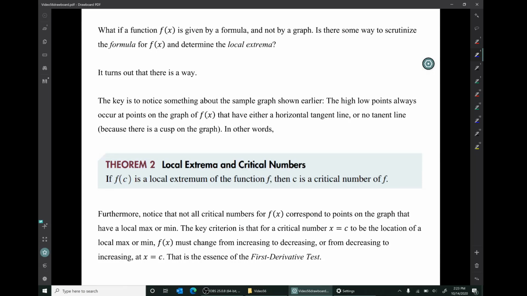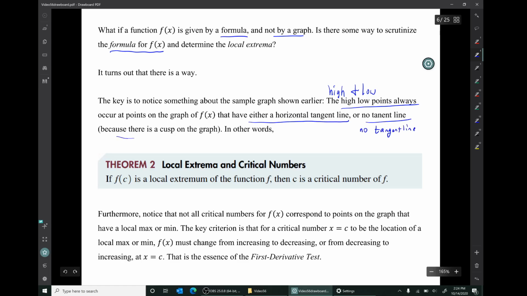When a function is given by a formula, not by a graph, it's natural to wonder if there's some way to scrutinize the formula and determine the local extrema. And it turns out there is a way. The key is to notice something about the sample graph shown earlier. The high points and low points, high and low, always occur at points on the graph of f that have either a horizontal tangent line or no tangent line, because there is a cusp on the graph.